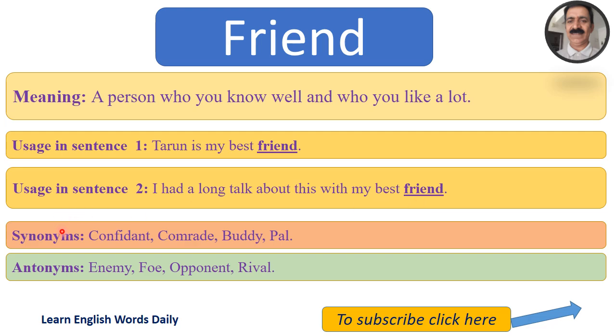There are some words which give similar meanings to the word friend. We call such groups of words synonyms. Synonyms for the word friend are confidant, comrade, buddy, pal. And the words which give opposite meanings to the word friend are enemy, foe, opponent, rival. Dear friends, we have learnt the simple word friend in a very detailed manner. Now let us proceed further and try to understand the word fiend in a very detailed manner.